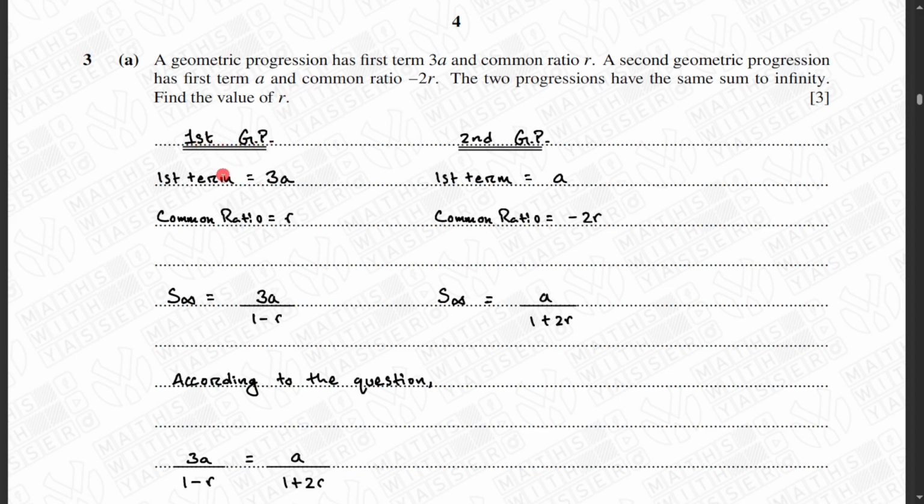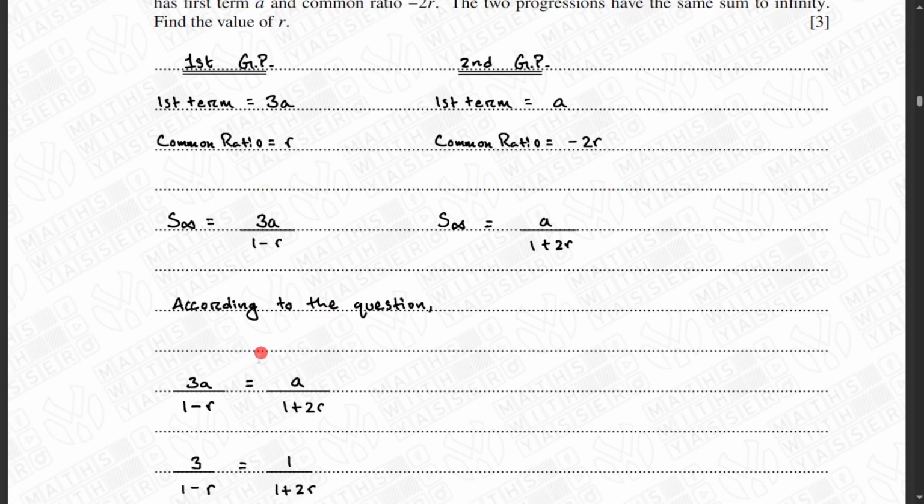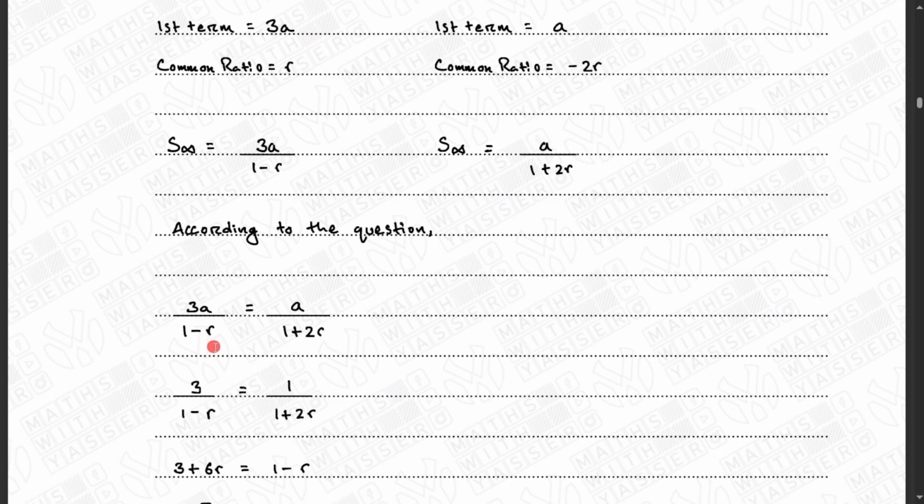So for the first geometric progression, the first term is 3a, the common ratio is r. So the sum to infinity for the first geometric progression should be 3a over 1 minus r. And for the second geometric progression, the first term is a and the common ratio is negative 2r. So the sum to infinity for this should be a over 1 plus 2r. According to the question, the sums to infinity for both progressions are equal. So 3a by 1 minus r is equal to a over 1 plus 2r.